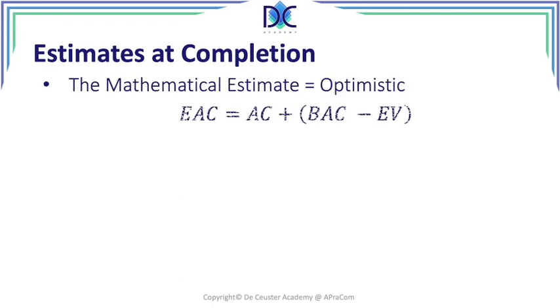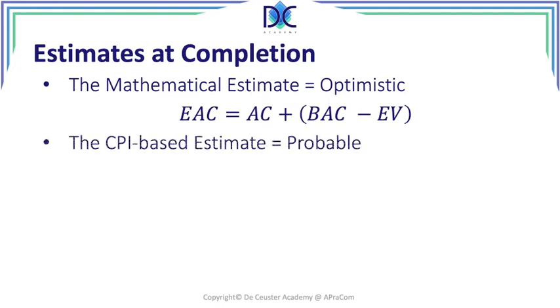The first is the mathematical estimate. We also call it the optimistic estimate. We assume that the remaining part will be completed as planned. We already created some earned value. The remaining part is the budget at completion minus the value we already created. That's the remaining value, and we assume that it will be completed as planned.